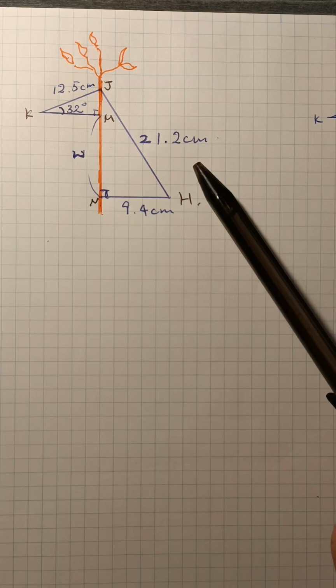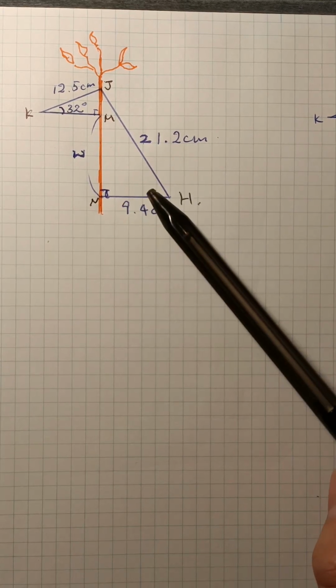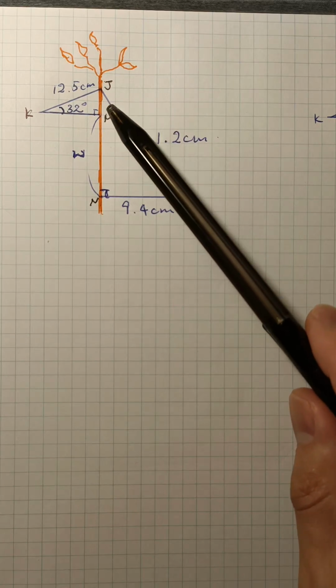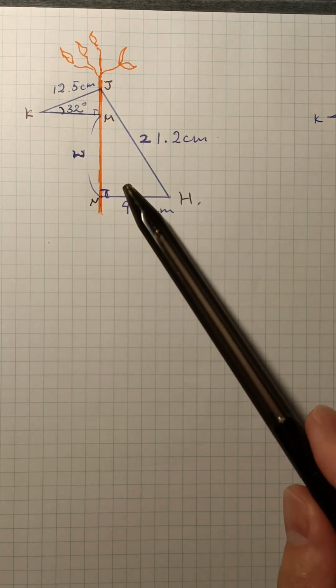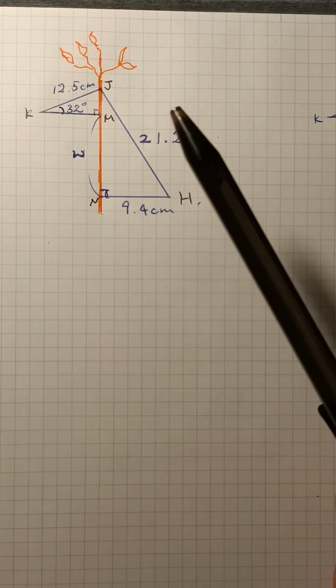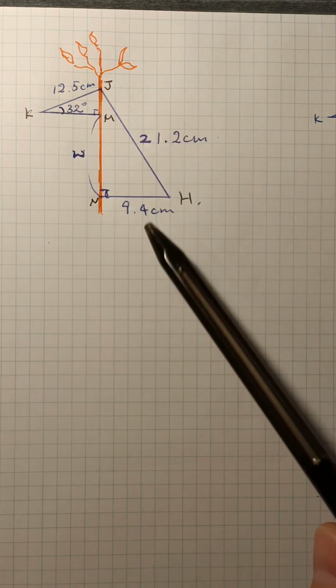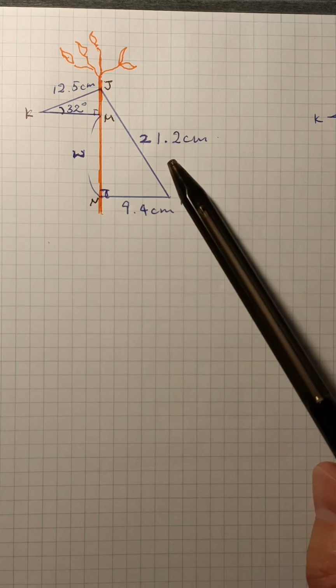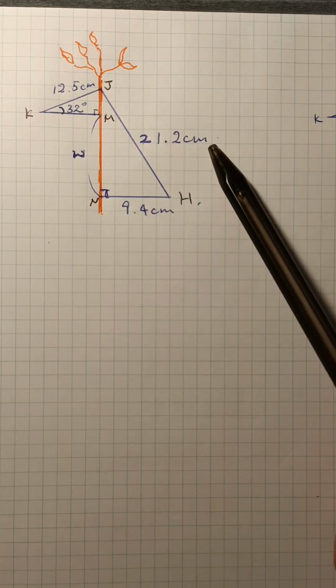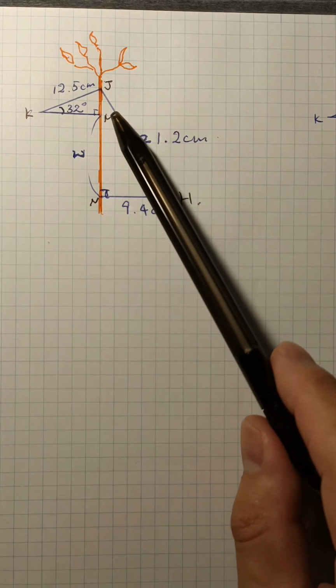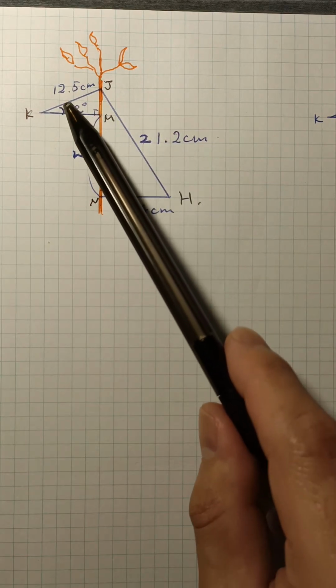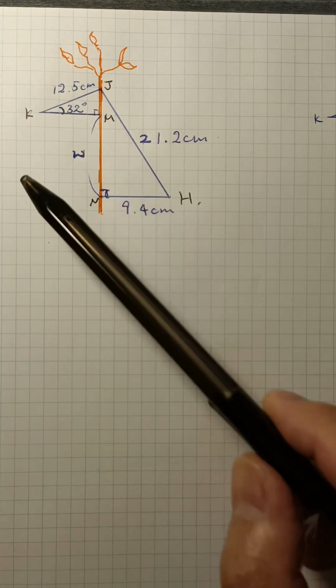Basically, when you don't have any angle aside from the right angle of the triangle, then you're using Pythagoras: a squared plus b squared equals c squared. And when you see an angle like that, you are usually using trigonometry.